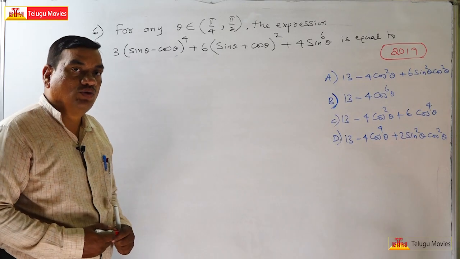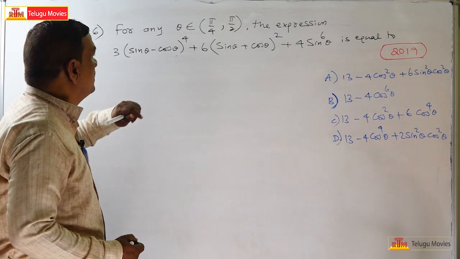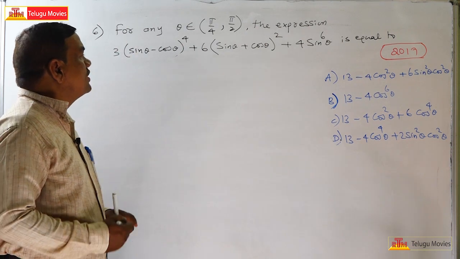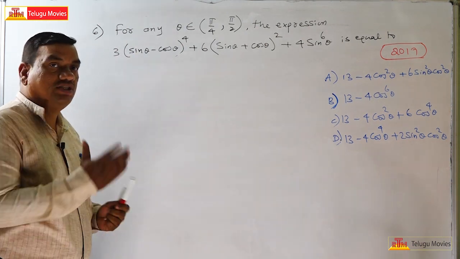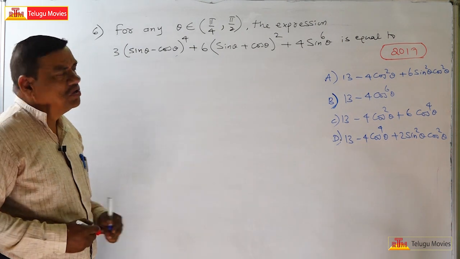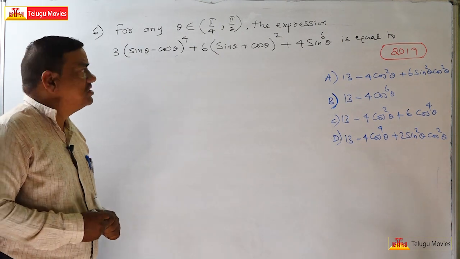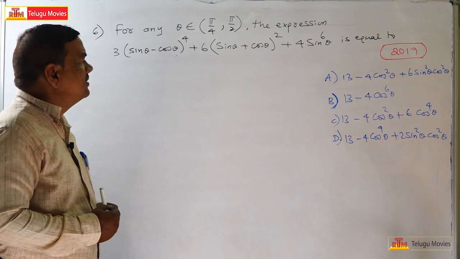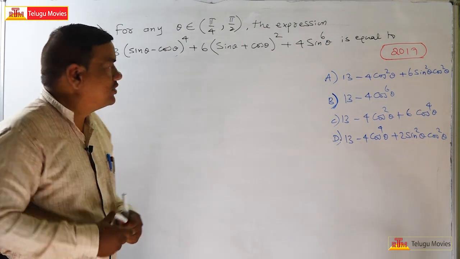Hi students, welcome to this problem. So this is for any theta belonging to pi by 4 comma pi by 2, that is 45 and 90, the whole expression is equal to, a very easy problem. You just expand this, then you will get the answer. Okay, now so very easy problem.